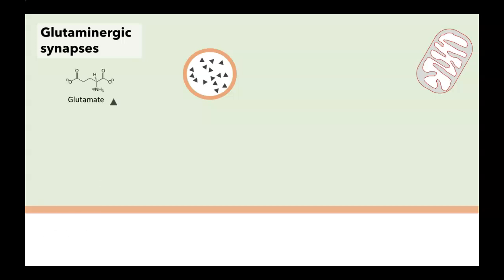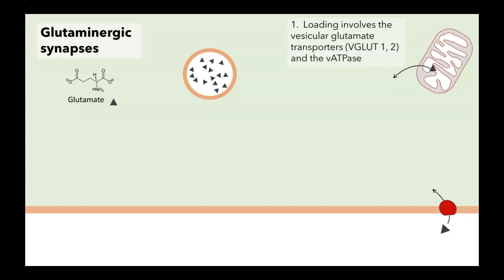Well, the neurotransmitter at glutaminergic synapses is glutamate. It's a small molecule. It's an amino acid. The molecule can be synthesized in the cell in the mitochondria, or we can also take it up from outside the cell. Either way, once the glutamate's in the axon terminal, we need to pack it into the vesicles. That's going to involve two membrane proteins. There's a vesicular glutamate transporter and then also a vacuolar ATPase pump.